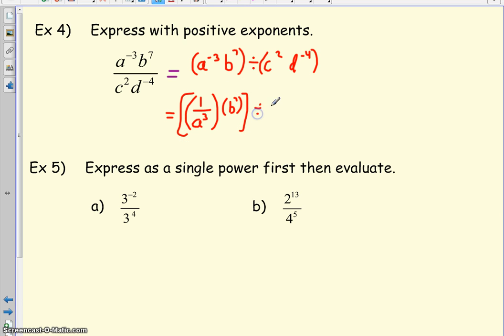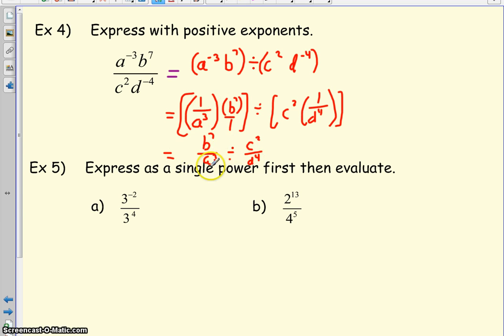Okay, and over from our denominator here, I'm going to have c squared. And d to the negative 4 is 1 over d to the 4th. Okay, and now what I'm going to do is simplify. So b to the 7, remember, is just b to the 7 over 1. So if it multiplies in the numerator here, I get b to the 7 over a cubed divided by the c squared multiplying into here, which gives me c squared over d to the 4th.